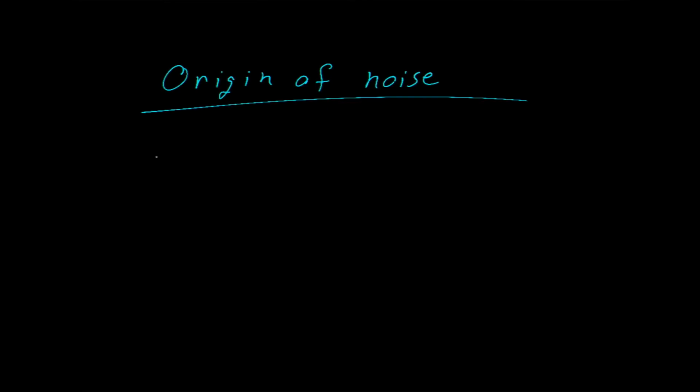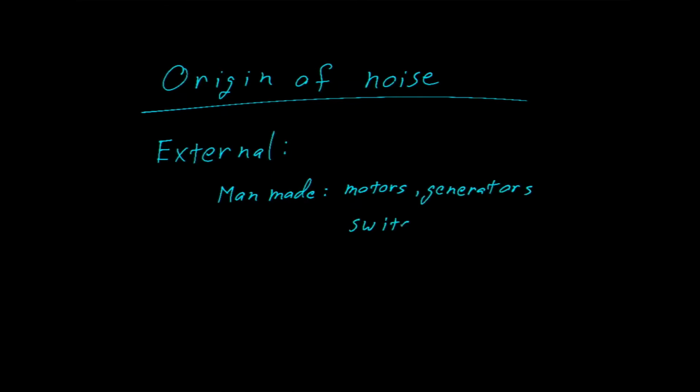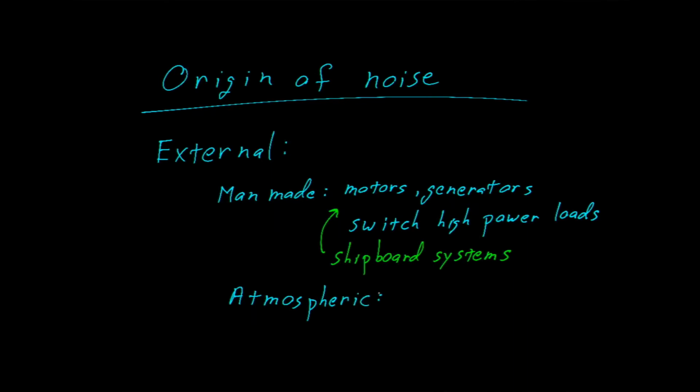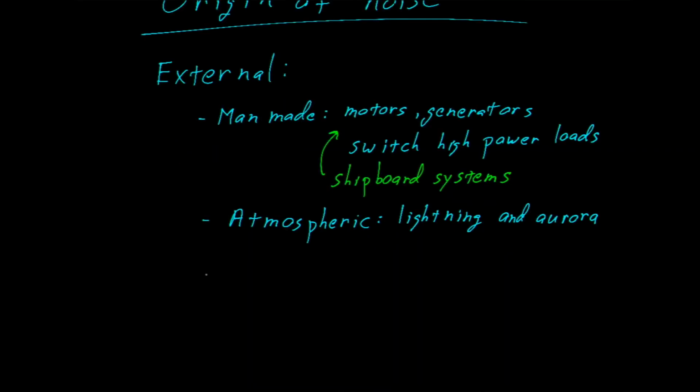Noise has multiple sources. There are what we call external noises, including man-made, motors, generators, high power switching. When you think about it, that's most of our shipboard systems. There's atmospheric noise, which includes lightning and the auroras. The final external source is galactic, which are extraterrestrial cosmic noise.